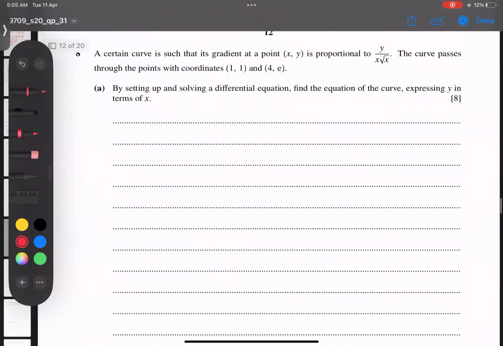Let's talk about this question. A certain curve has such a gradient, as given. Gradient is called derivative. It is proportional to this. All right. Whenever we remove the proportional sign, we get k.